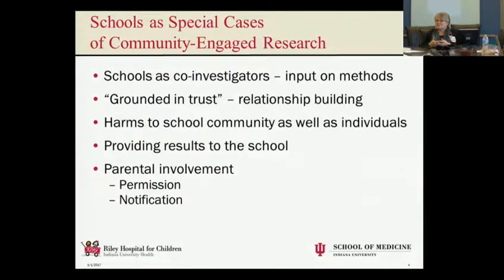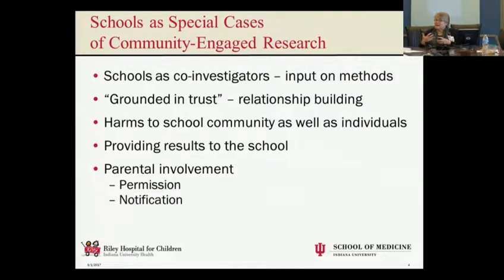The third piece of community engaged research to think about is that you can harm not just individual children, but there can be harms to the school community. So community engaged research typically thinks about harms to the community. But as we look at this, we need to think about harms to the school and really assess what the principals' and the administrators' views are in terms of their concerns about the research.